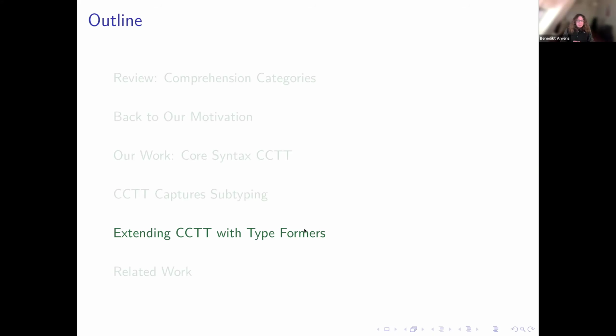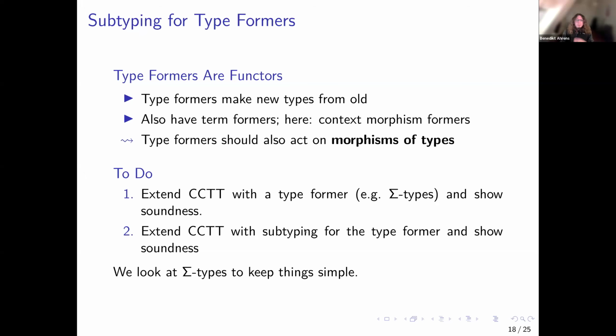This was the review of just basic CCTT and the intuition of subtyping that it generates, or that it permits. In the last part, I would like to talk a little bit about typeformers and how to add typeformers to CCTT. Why is that? What do we have to do here? Well, typeformers, of course, make new types from old types. Typeformers also usually come with term formers. We call them typeformers, but actually we should say type and term formers.